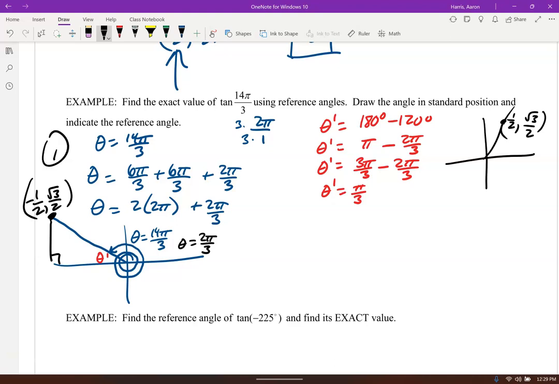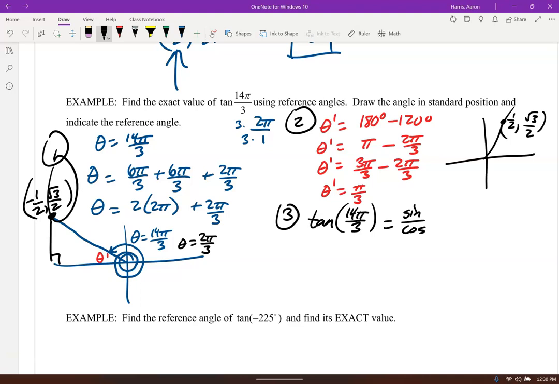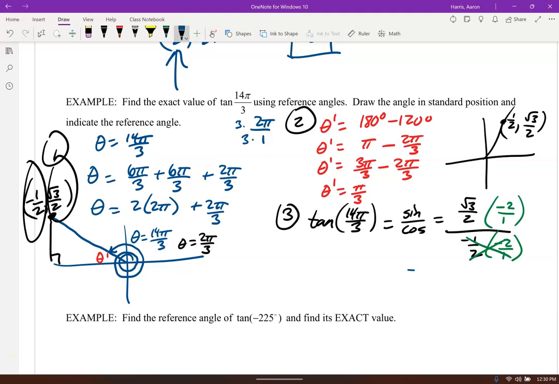So last step is to find the tangent of 14 pi thirds, which is the sine over the cosine, and our sine here is the y, the cosine is the x. Keep change flip, multiply by the reciprocal, in other words, when you're dividing by a fraction, right? And so you got negative 2 root 3 over 2, 2's cancel. Looks like this is just negative root 3.